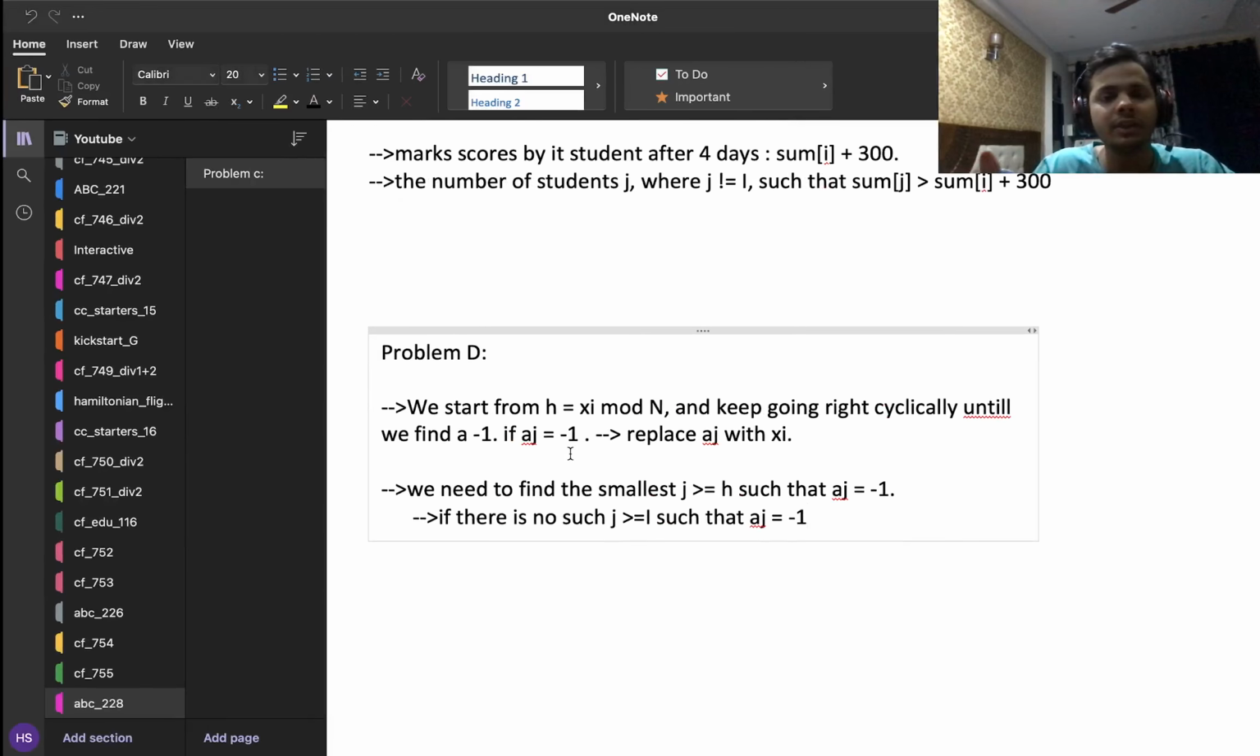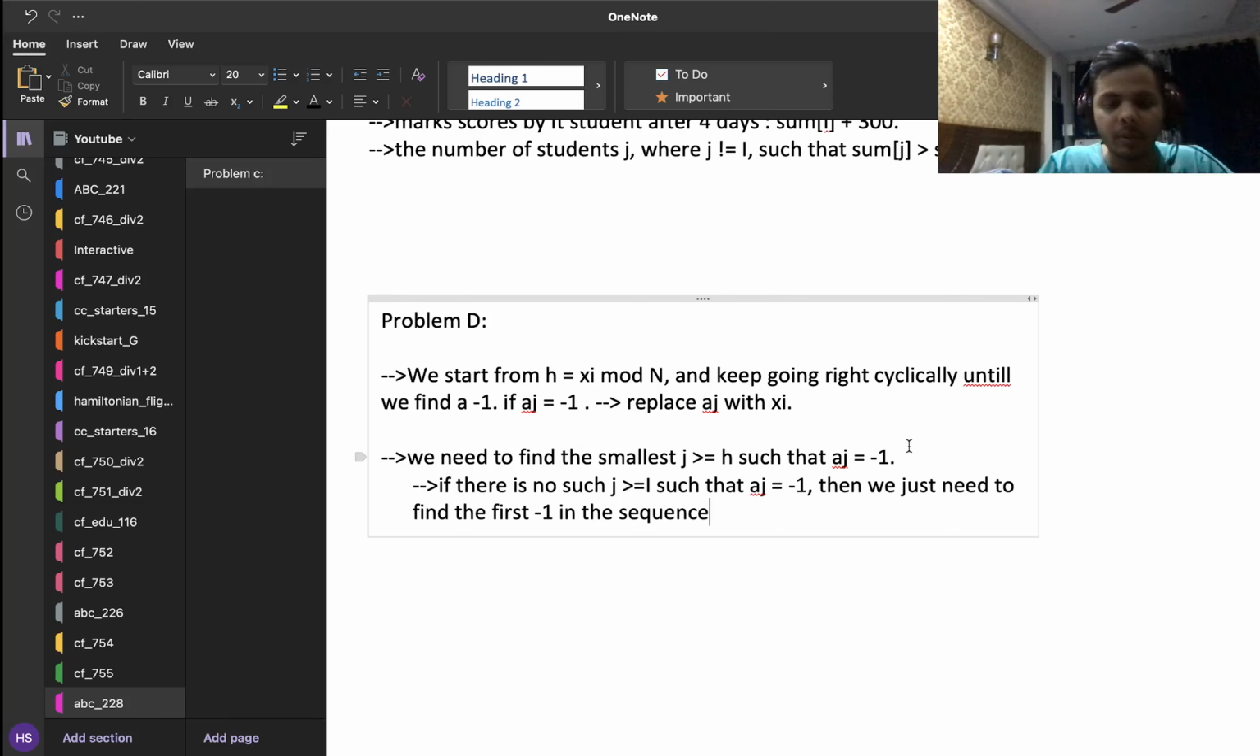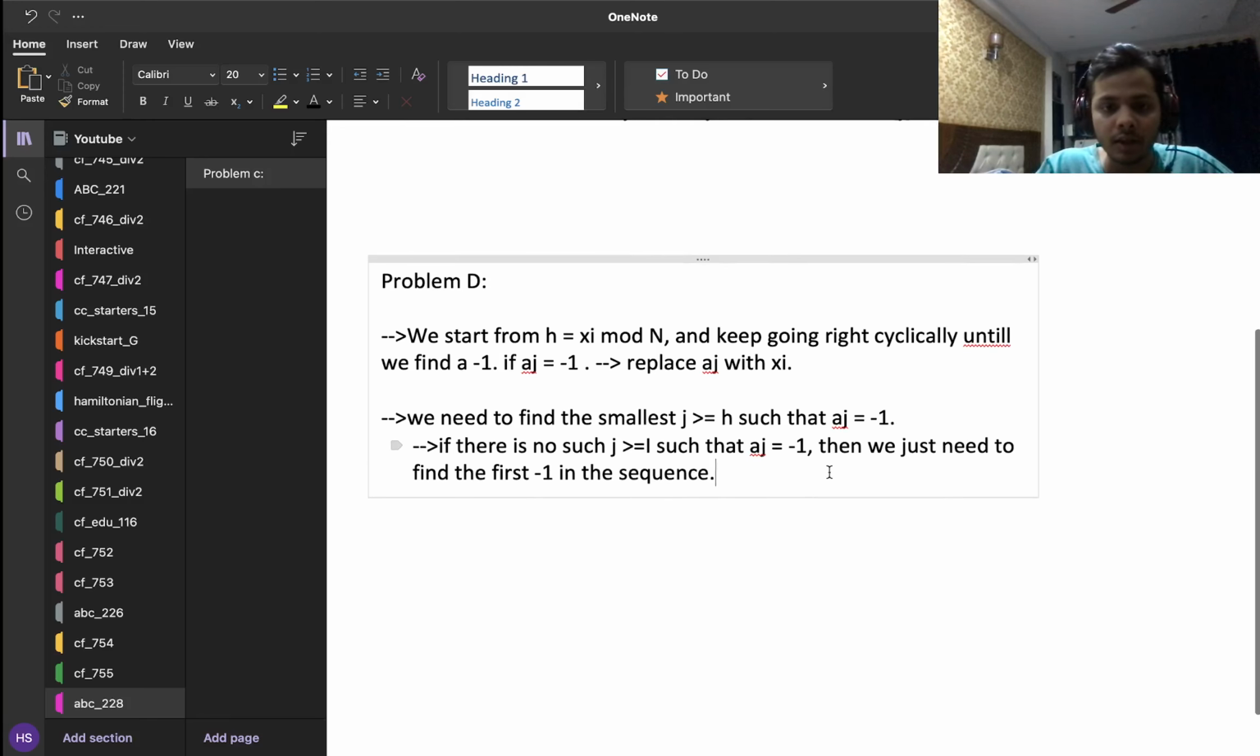So it will either be towards the right or towards the left, or on both sides. But if we don't find a minus 1 to the right, then obviously there will be a minus 1 on the left. And if there is no such j to the right of h such that a of j is equal to minus 1, then we just need to find the first minus 1 in the sequence. Because we are going cyclically, if we finish the sequence and don't find a minus 1, we start from the beginning. So we want to find the first index of the minus 1. Formally, this is what we want.